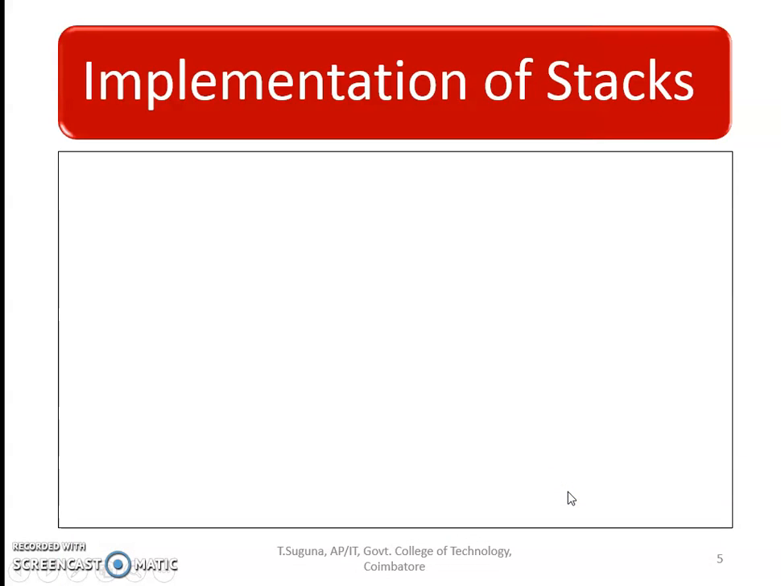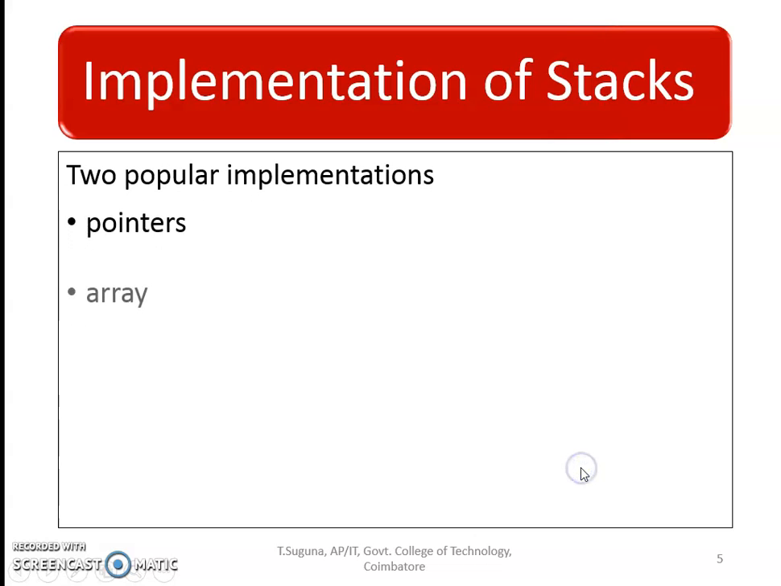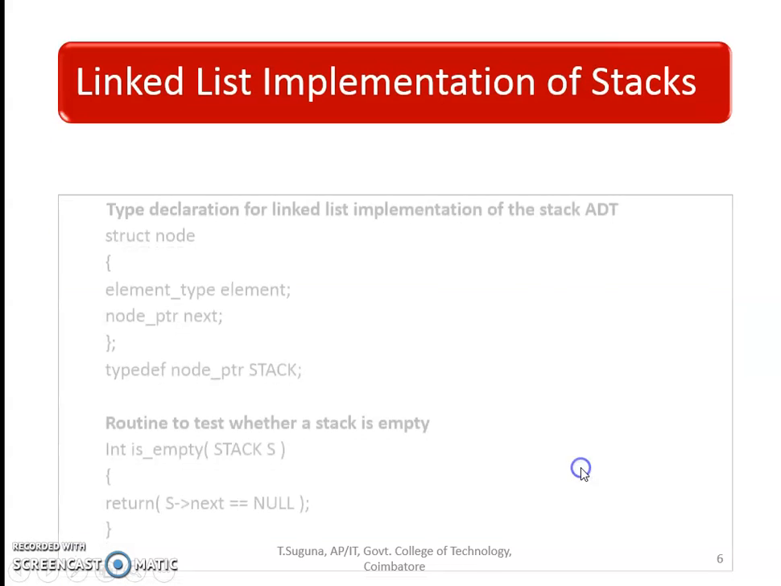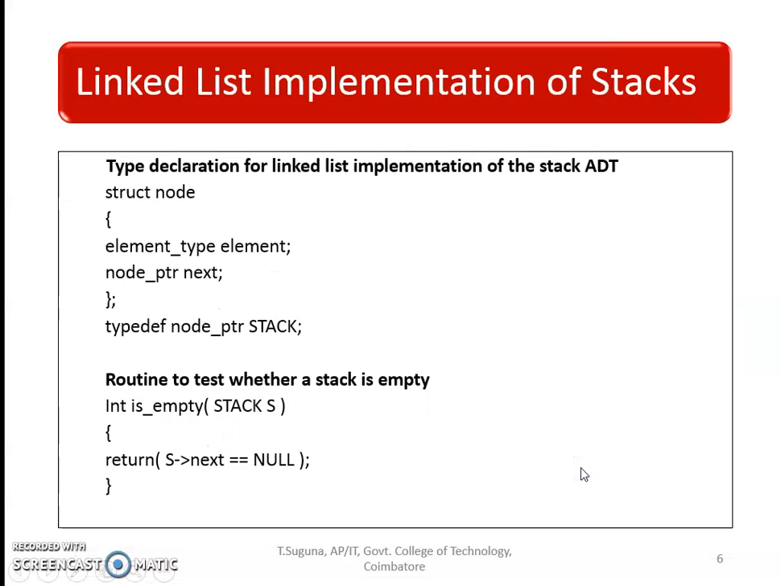Implementation of stacks. A stack data structure is implemented in two ways, either using pointer implementation or using array implementation. Array implementation is very simple. Here we have to keep track of an index value. The last element is always pointed to by the top index. Then by incrementing the top value or decrementing the top value, we are going to perform the insertion and deletion operations on the stack. Now we are going to discuss the linked list implementation of a stack.